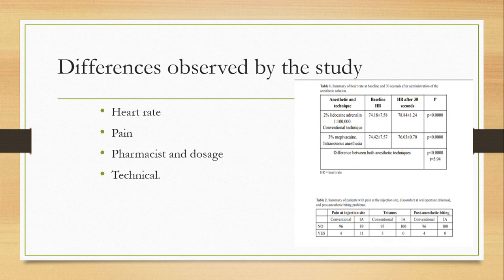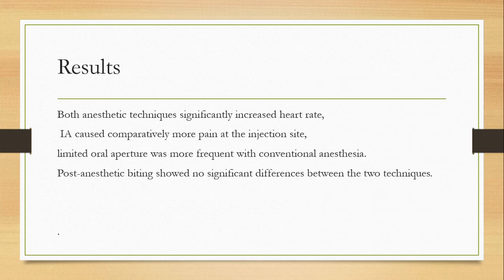The results of the study show that both anesthetic techniques significantly increase heart rate. IA caused comparatively more pain at the injection site. Limited oral aperture was more frequent with conventional anesthesia. Both anesthetic techniques showed no significant difference between them in the other findings.